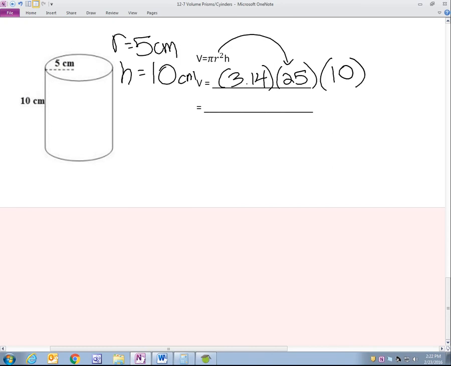So with the calculator, do 25 or 250 times 3.14. I haven't heard from you today. 785. Braden, do you agree? Okay. So the volume equals 785 centimeters cubed. Man, I forget my units. Okay. Cubed.